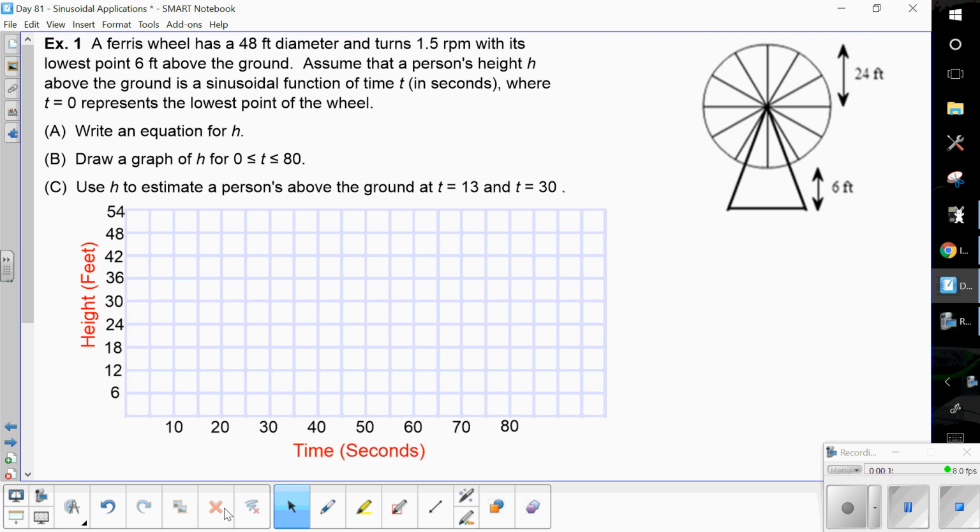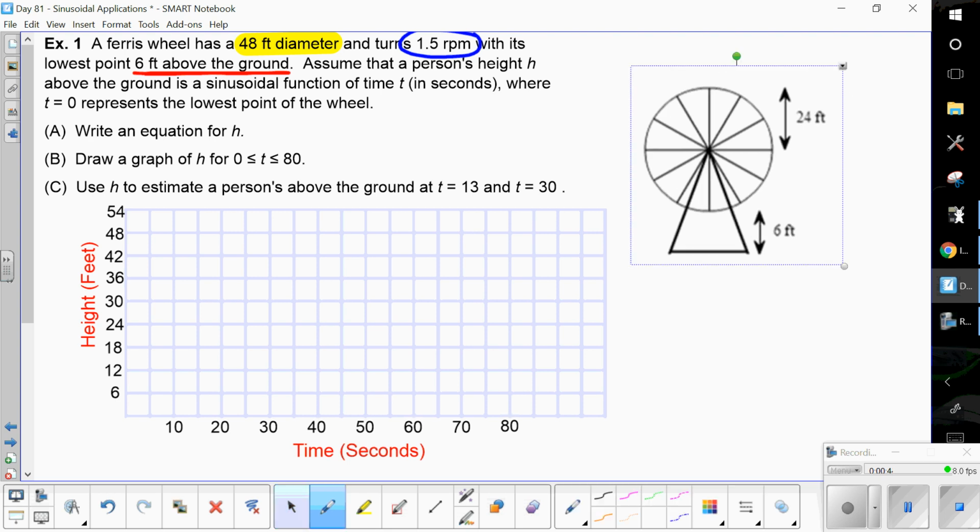And if I look at my important information, you'll see up here I have a Ferris wheel that has a diameter of 48 feet. This particular Ferris wheel makes 1.5 revolutions per minute. And then another piece of information is this Ferris wheel is 6 feet above the ground, which hopefully makes sense because a Ferris wheel shouldn't be sitting on the ground. So if you look at my picture over here of this Ferris wheel, here's my 6 feet off the ground. And that makes sense from here to here.